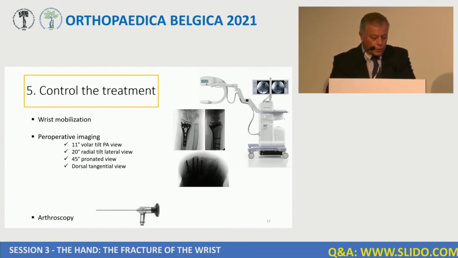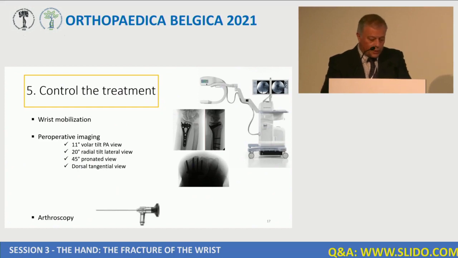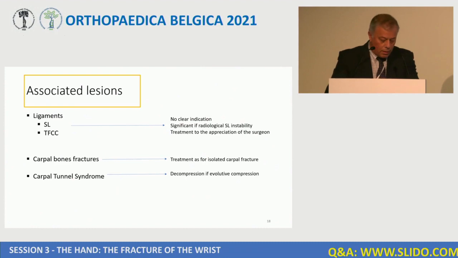Arthroscopy can be useful to refine joint reduction. However, studies have not yet demonstrated its benefits for clinical results. Arthroscopy also makes it possible to visualize the numerous ligament injuries associated with fractures, without the indication for additional treatment being clearly defined.